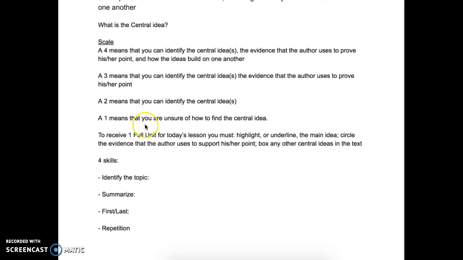And a one means that you were unsure of where to start, and or that you can't find the central idea. Which is okay. I mean, it's something we can build off of.